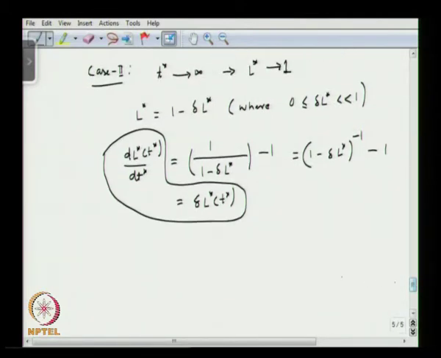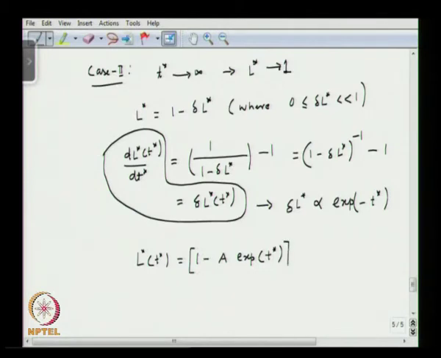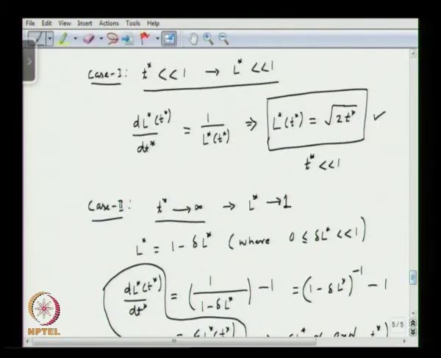Okay. So, this is the equation we need to solve. So, what we can see from here is delta L* is going to be proportional to exponential of minus t*. So, you can write L*(t*) will be equal to 1 minus a exponential of minus t*. So, this is the solution when t* is large, and the earlier one is the solution we obtain when t* is small.